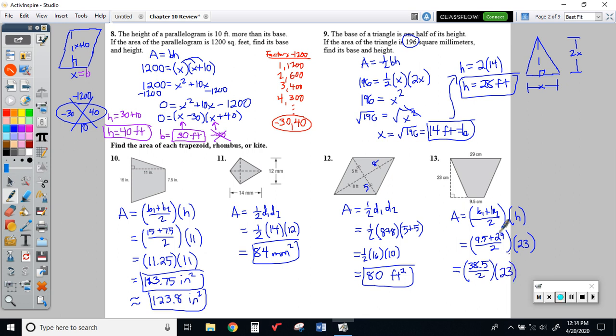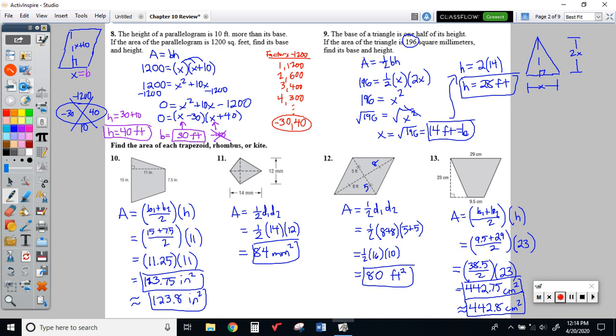Since I'm just rounding to the nearest tenth, I will take that, put it in a calculator, and end up getting, it looks like exactly 442.75 centimeters squared, and rounded to the nearest tenth, that'd be 442.8 centimeters squared. So either of those I would consider to be acceptable answers on that one.